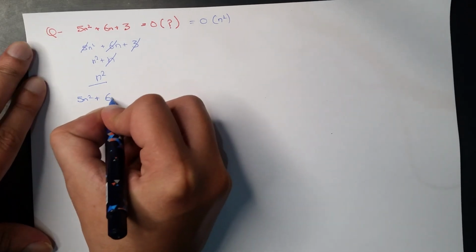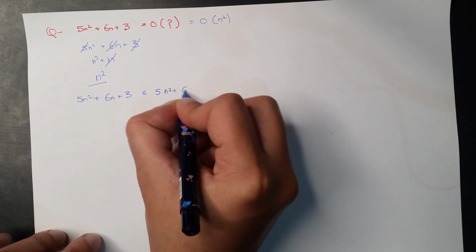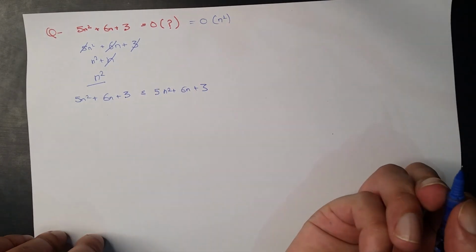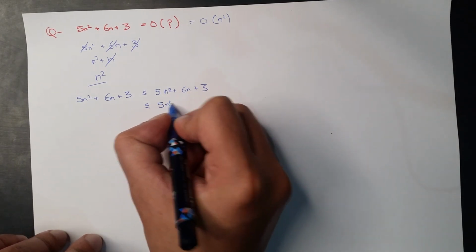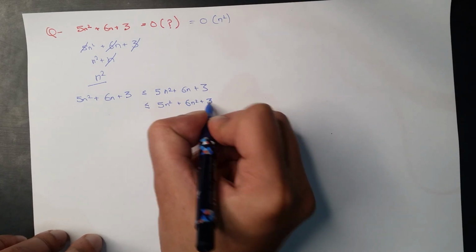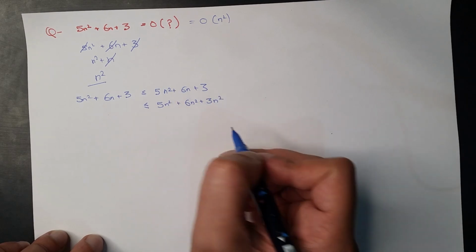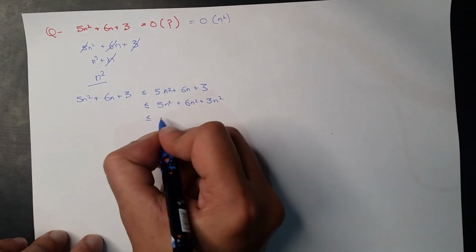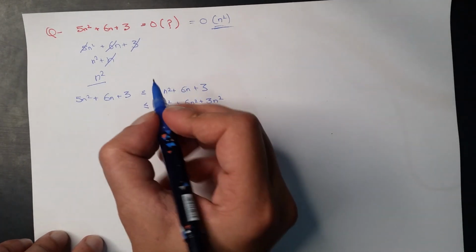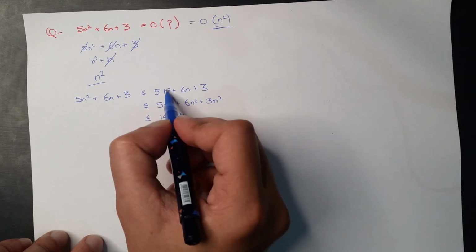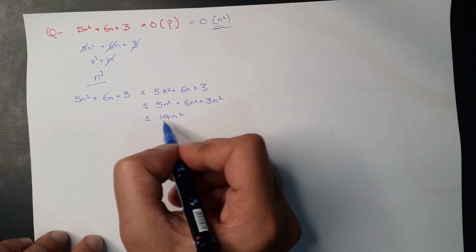5n square plus 6n plus 3 is less than or equal to 5n square plus 6n plus 3. Both of them are equal. But it is also less than or equal to 5n square plus 6n square plus 3n square. This one would be larger because we are using n square terms with all of the coefficients, which would be less than or equal to 14n square, which is what we wrote here. What we did was, we took the highest order term, which is n square, and we made every term the highest order term so we can add. When we added, we found 14n square.